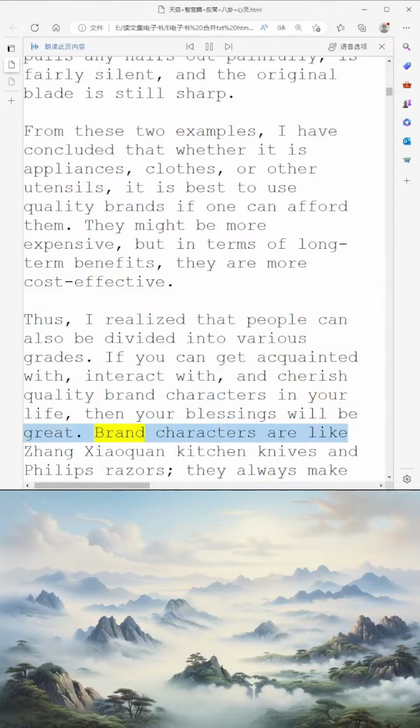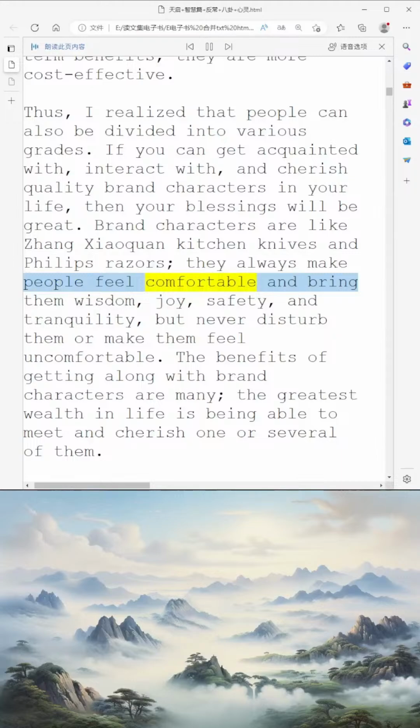Brand characters are like Zhang Shaoquan kitchen knives and Philips razors. They always make people feel comfortable and bring them wisdom, joy, safety, and tranquility, but never disturb them or make them feel uncomfortable. The benefits of getting along with brand characters are many. The greatest wealth in life is being able to meet and cherish one or several of them.